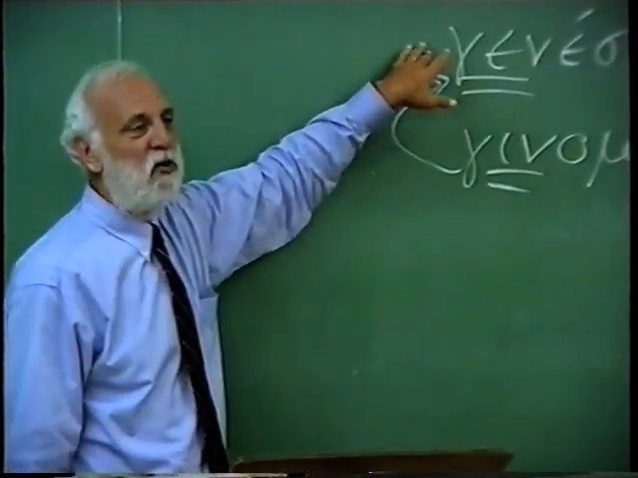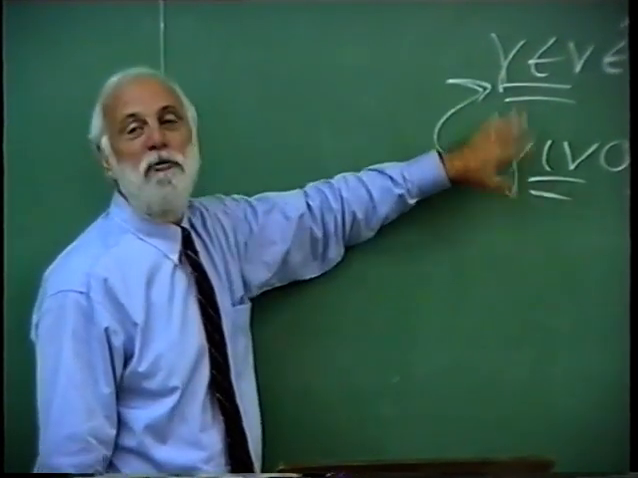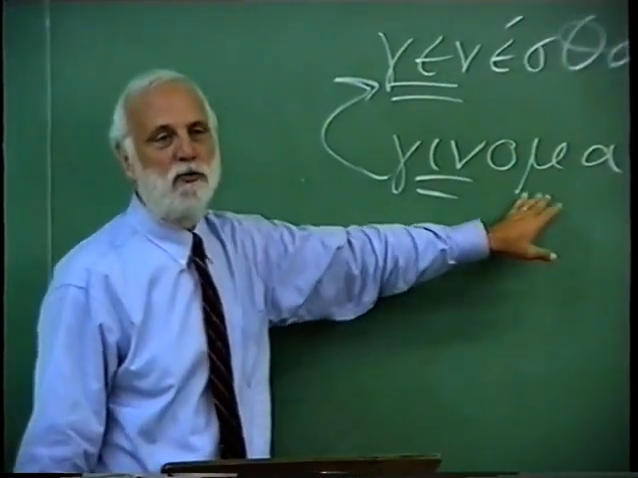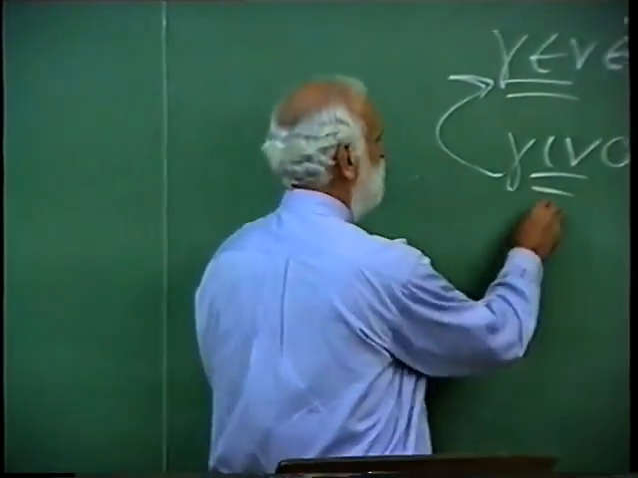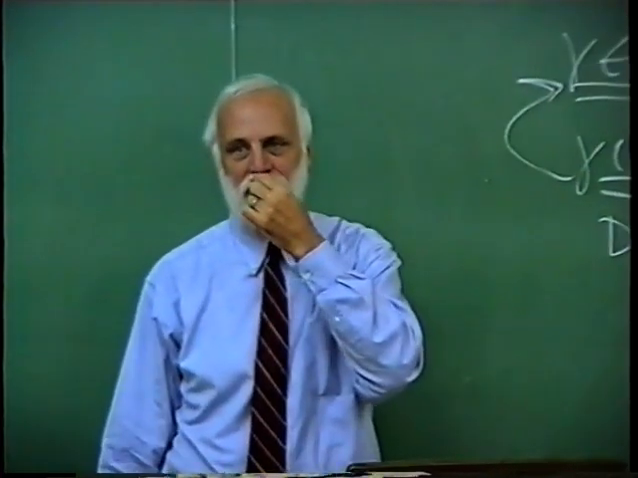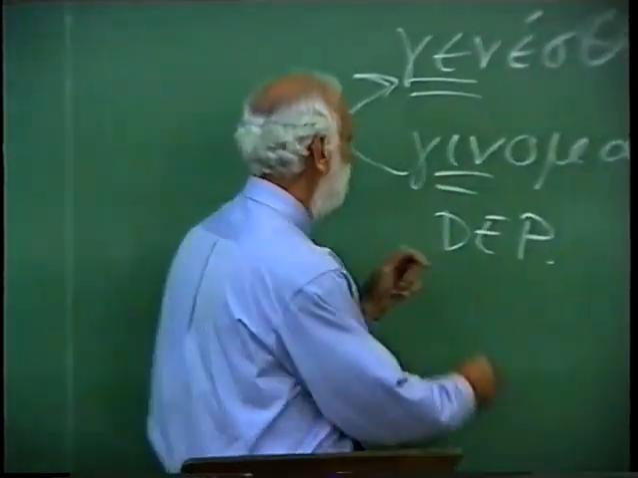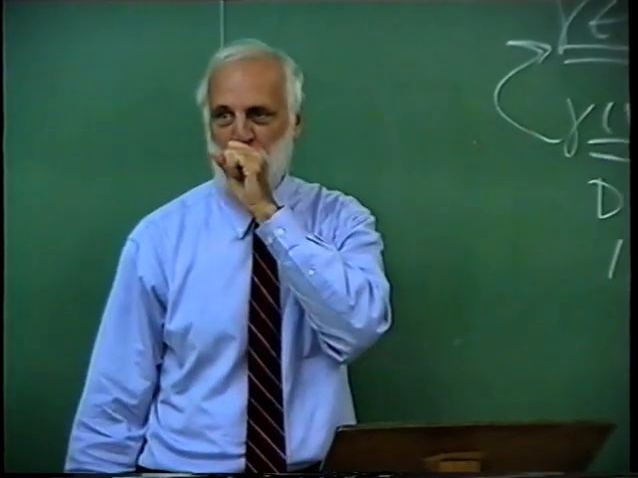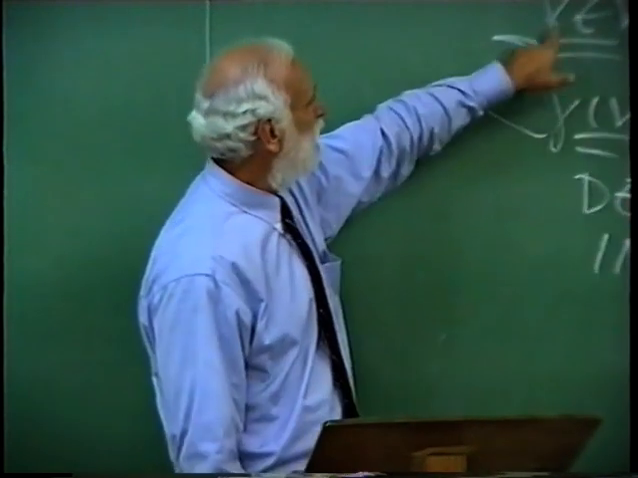Can anybody tell me the voice? Deponent. Exactly. It's middle or passive in form, but active in function. What do we call that class of verb? It's called a deponent verb. So make sure you put D-E-P in the voice slot. It is aorist, deponent, infinitive. You're going to put infinitive in the mood slot. And then what is the source? It is ginomai.